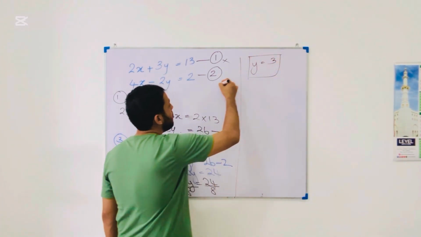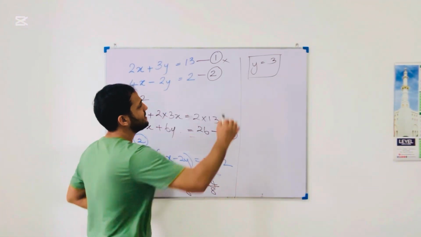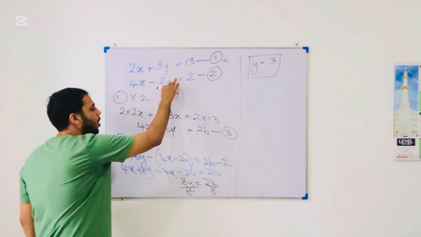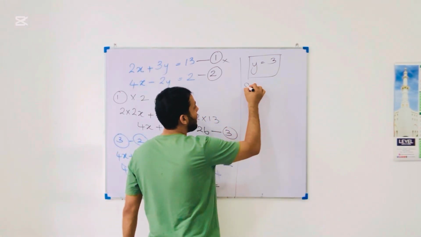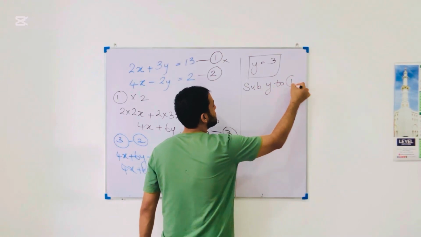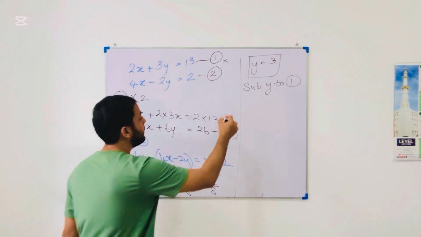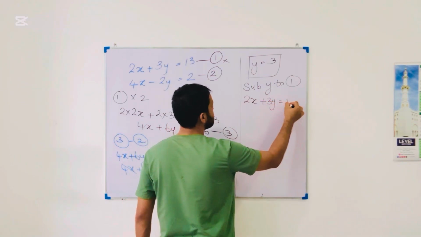Now you can use any of these equations. I'll choose the first one, because y is equal to 3 in all of the equations, so I can use any one of them. What I'll do is substitute this y into the first equation. So I have 2x plus 3y, this is my first equation, equal to 13.